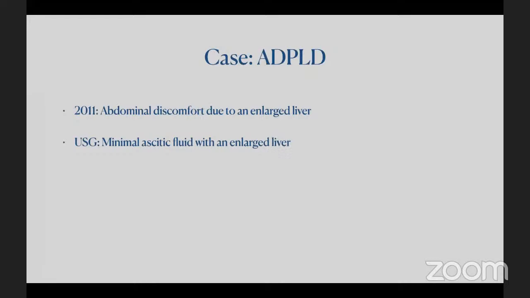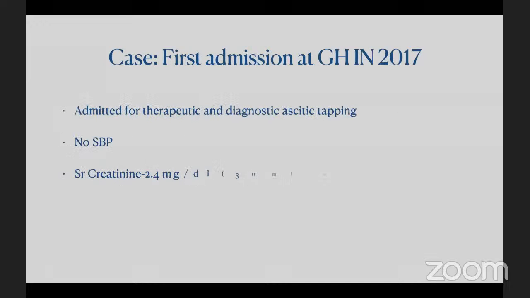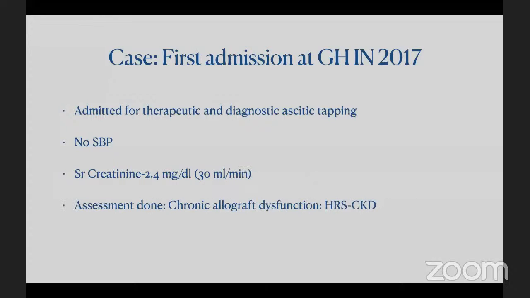He had severe liver disease as well. He eventually had ascites and developed portal hypertension in 2013, worsening ascites, and he was admitted with us. This time, he underwent ascitic tapping. There was no SBP. His creatinine was about 2.4, worsening creatinine. And on assessment, we found that his probable cause of chronic allograft dysfunction was HRS and CKD.